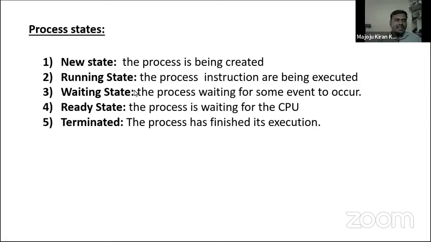From the running state, either it may enter the waiting state, or it may enter the ready state or the terminated state. The process is said to be in the waiting state when it is waiting for some event to occur. So what about the event? The event may be the IO.